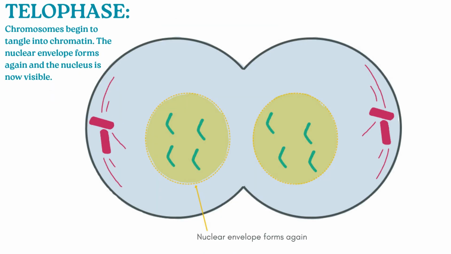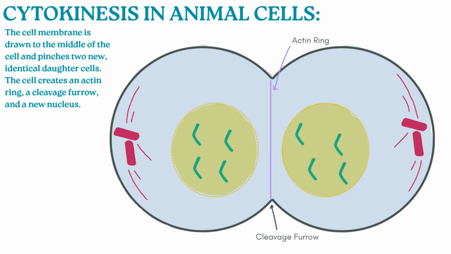In telophase, chromosomes start to tangle from their chromosome formation into tangled chromatin. The nuclear envelope forms again and the nucleus starts to become visible. The final step, cytokinesis, occurs in two different ways, one in animal cells and the other in plant cells.